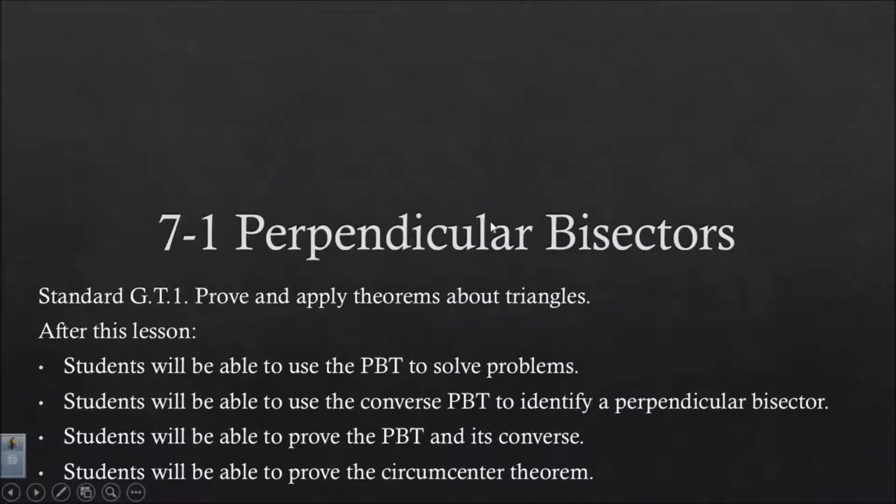Today we're going to talk about Unit 7, Lesson 1, the Perpendicular Bisector Theorem and the Circumcenter Theorem. We have four goals, basically: to use the Perpendicular Bisector Theorem to solve problems, to use the converse of the Perpendicular Bisector Theorem to identify a perpendicular bisector, to prove the Perpendicular Bisector Theorem and its converse, and to prove the Circumcenter Theorem.